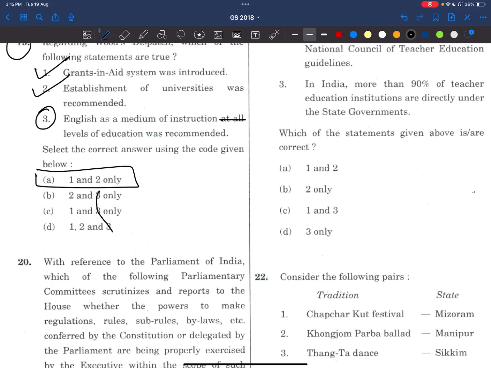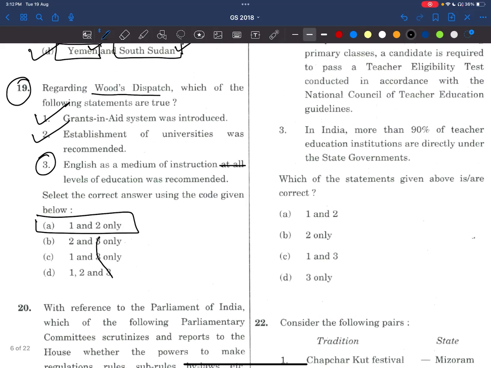So let's try to read about this Wood's dispatch, especially the education-related chapter from the Spectrum book. All the other education-related committees, recommendations and policies are there in the Spectrum book, so we need to revise that chapter.